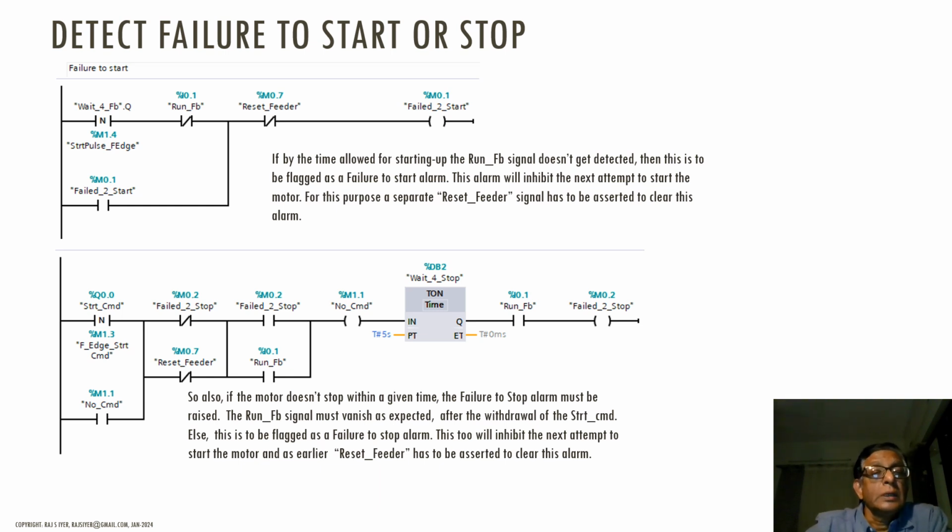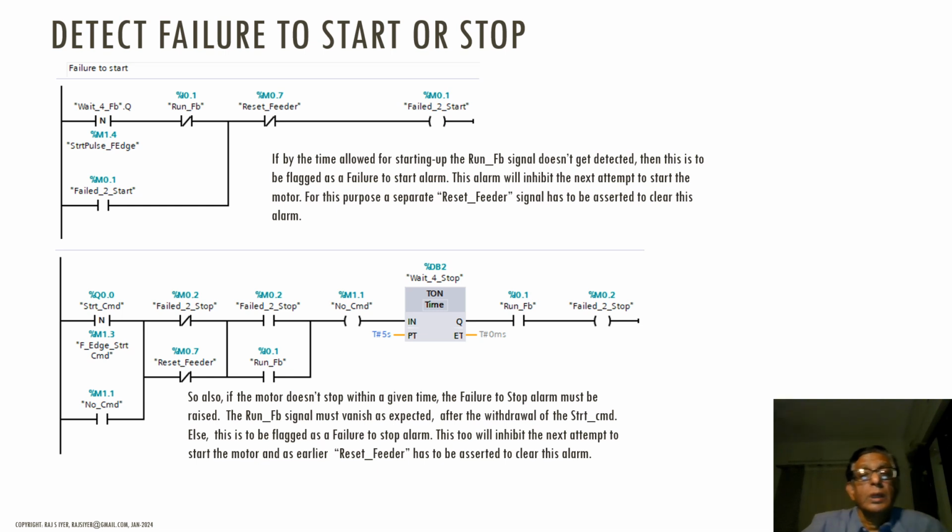Okay. Now let us say we have withdrawn the start command. Okay. And you are detecting a falling edge, and that is latched as no command. Okay, now within a period of 5 seconds, as in this case, we should have the run feedback vanish. Else, if we still have the run feedback, it means we have to flag it as fail to stop. It has to be latched.